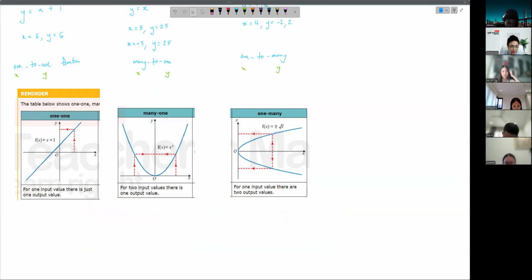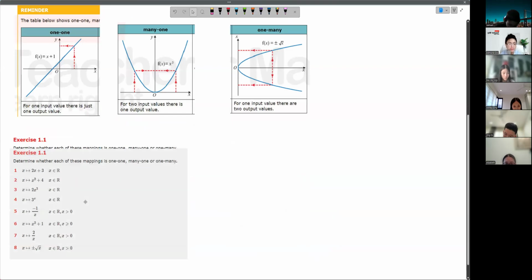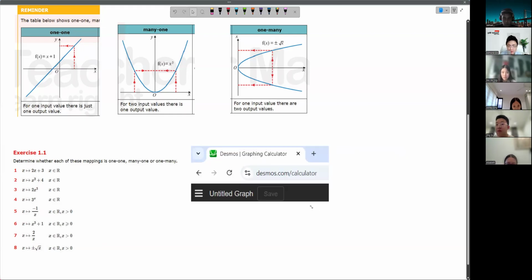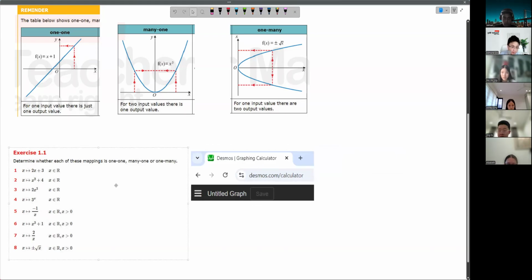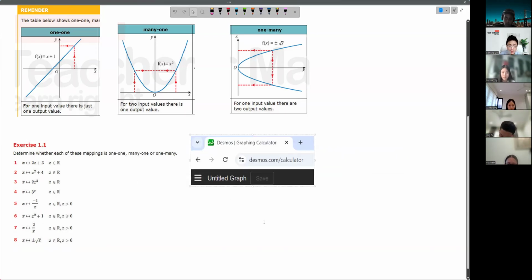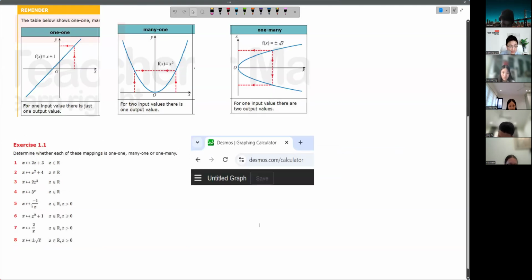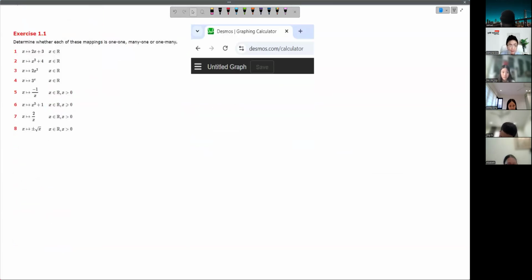So now we can try some questions. Today is just the first class, so I won't expect you all to know the shape of all the graphs. What we can do is use this website called Desmos. I don't know if you have heard of it. It's a very useful website. You can use it to get the shape of graphs, and it's free, you don't need to pay. So I will use this website to help us with 1.1, so that you don't need to memorize the shape of the graph. The first one is 2x plus 3, right? Okay, let me see.